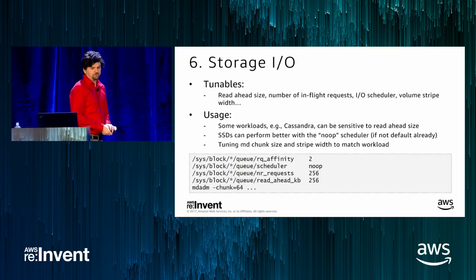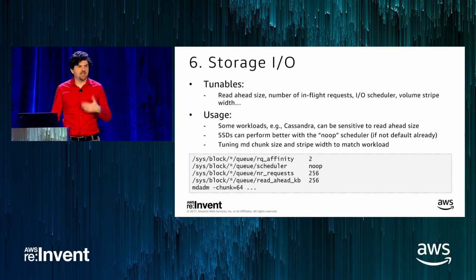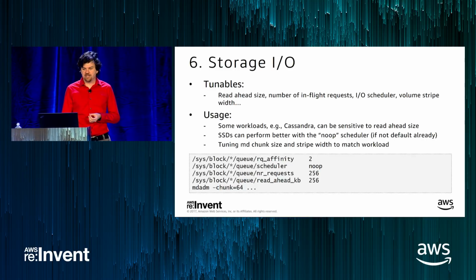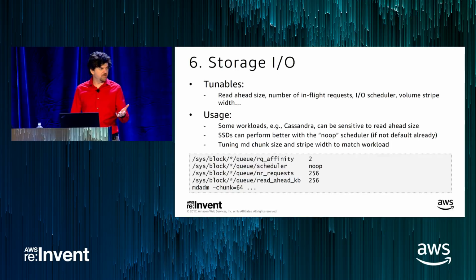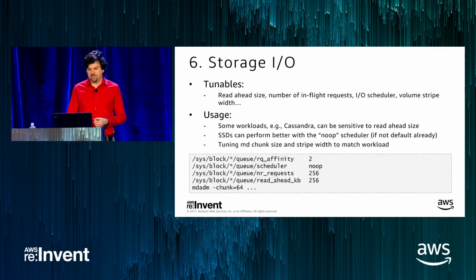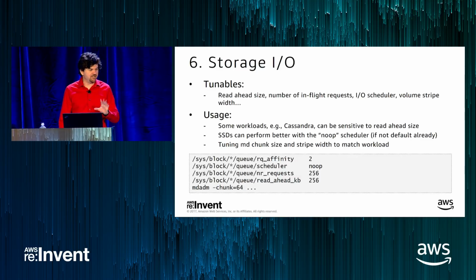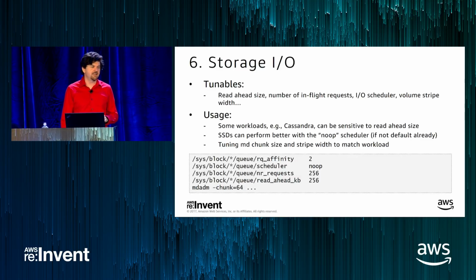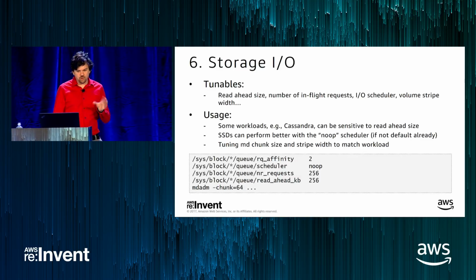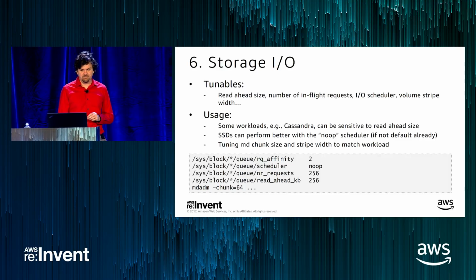Storage I/O, the read-ahead size, the number of in-flight requests, the I/O scheduler, volume stripe width, these are all tunable parameters. If you have a workload that is storage bound, these can make a big difference. We've had that in the past with Cassandra being very sensitive to the read-ahead size, and tuning that to match Cassandra improved performance considerably.